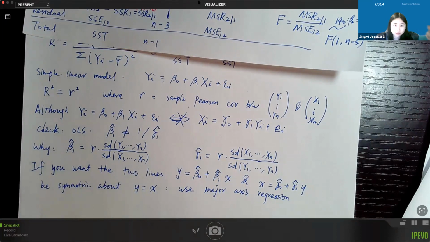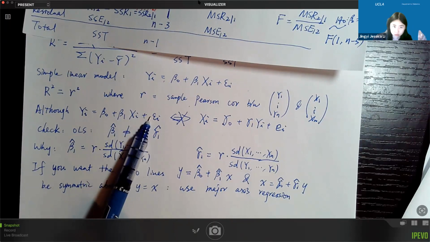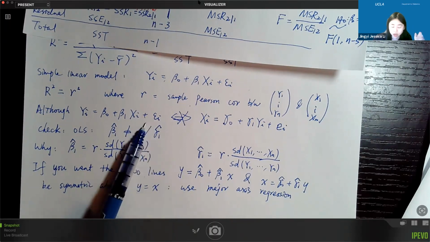And what does the major axis regression do? It's actually not trying to minimize the vertical distances or squared vertical residuals as we do in the ordinary least square. What it tries to minimize is basically the perpendicular distance between every point to the line. So that means you are treating the X and Y symmetrically, while here, we only assume that the error is vertical error. We do not assume there's horizontal error in our least square.